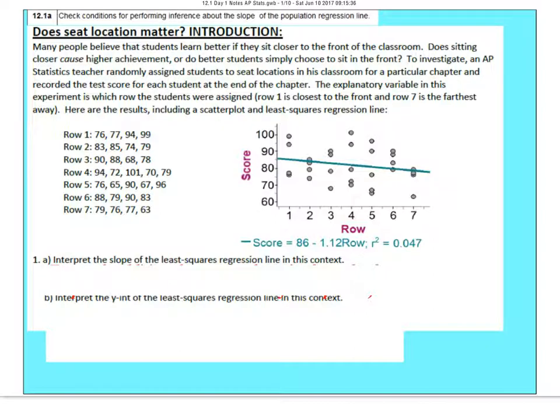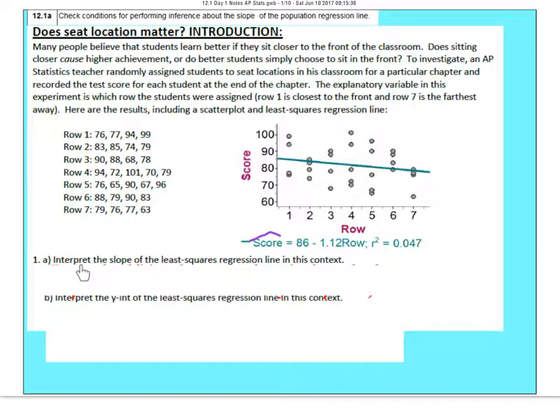We can also see here that a least squares regression line was actually figured out. I'm going to put score hat, by the way, because it is our prediction. So the predicted score is going to be 86 minus 1.12 times the row you're in. Remember R squared from chapter 3. This is called the coefficient of determination.